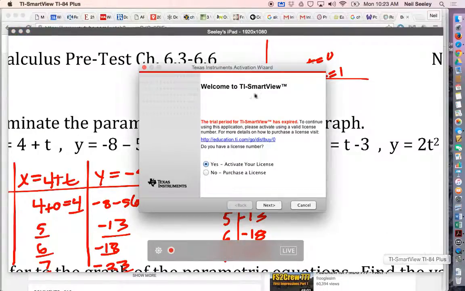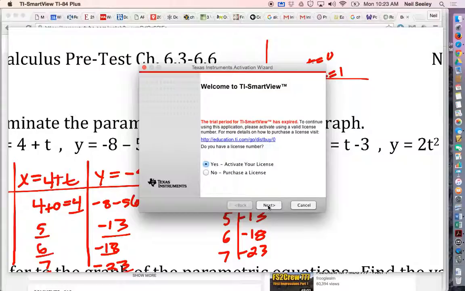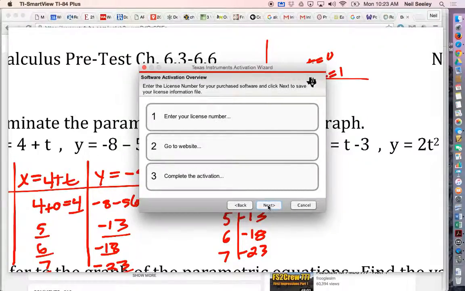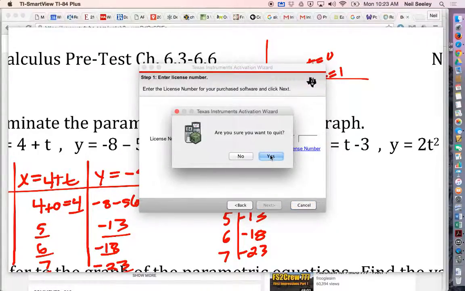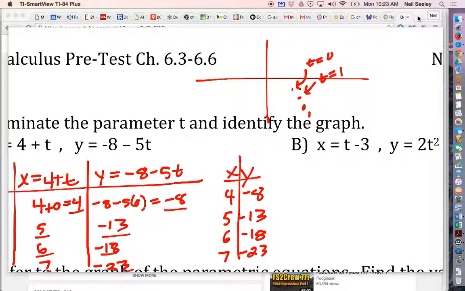So what you can do, yes, activate your license. Sure. I don't know what my license number is. What? Come on. Why are you being so picky? Yes. All right, so we're not going to do that. We'll go to the big computer. Don't mind this. It'll have to be on your non-recorded screen.